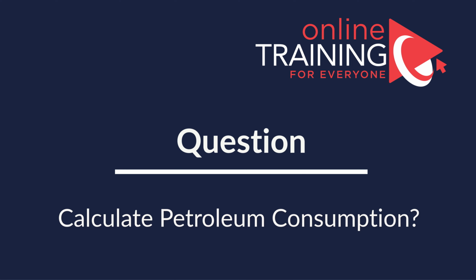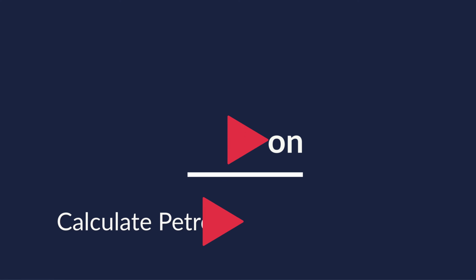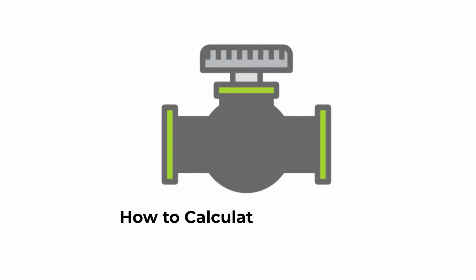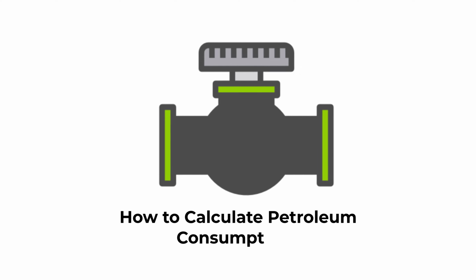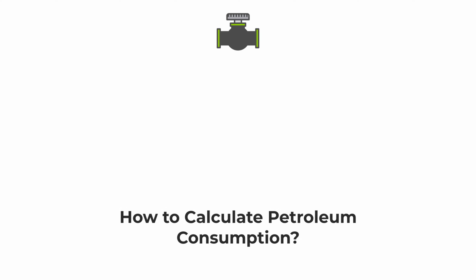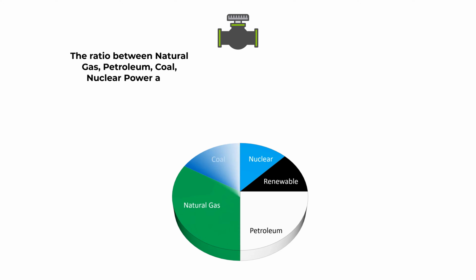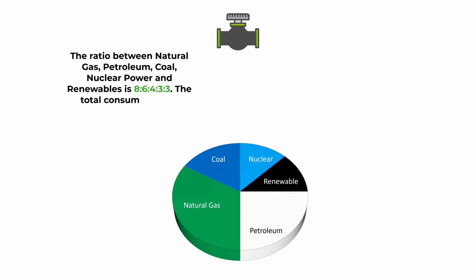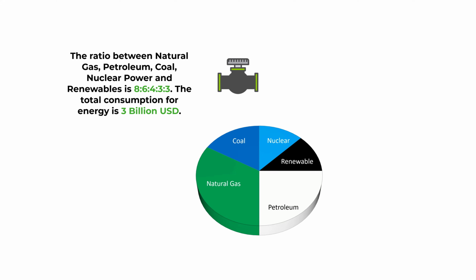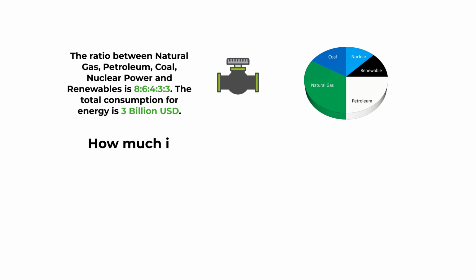A lot of times, you might be presented with pie chart questions on the test. This is an example of this type of question. You need to calculate petroleum consumption. The ratio between natural gas, petroleum, coal, nuclear power, and renewables consumption is 8 to 6 to 4 to 3 to 3. The total consumption of energy is $3 billion. So, how much in US dollars was consumed in form of petroleum?